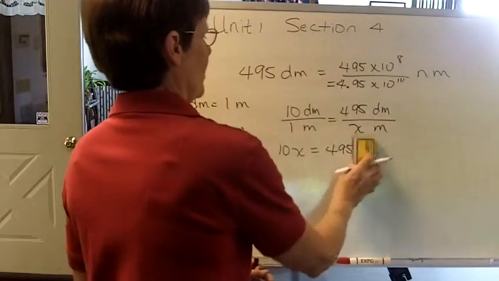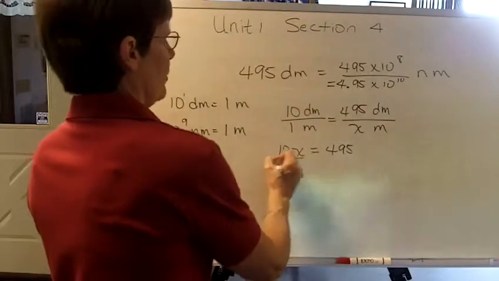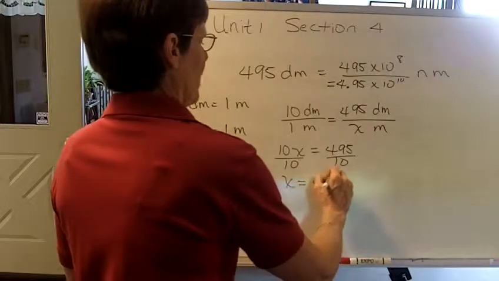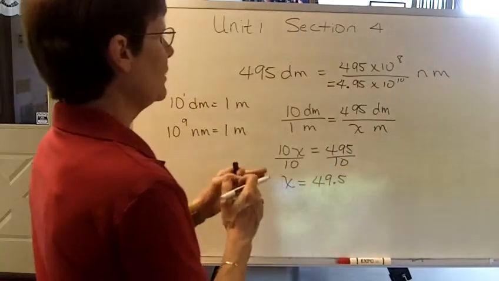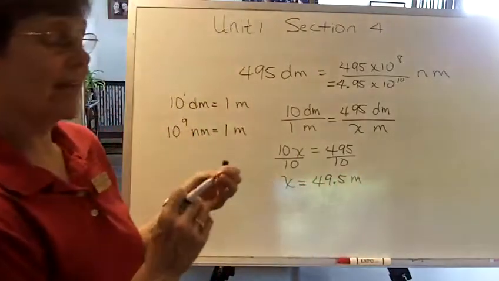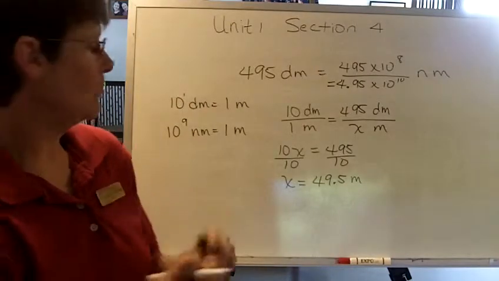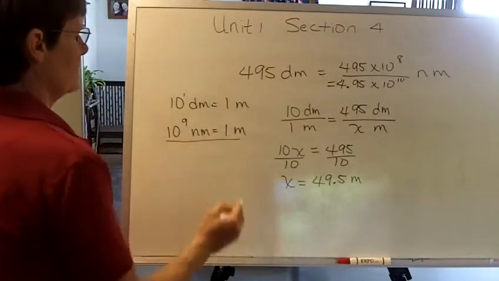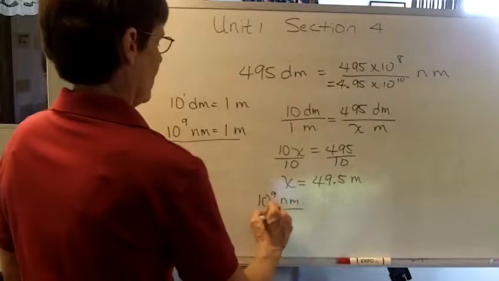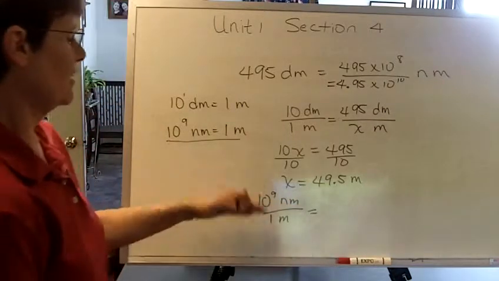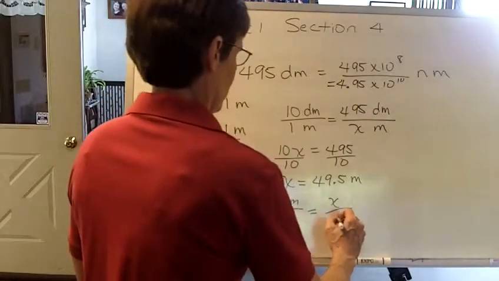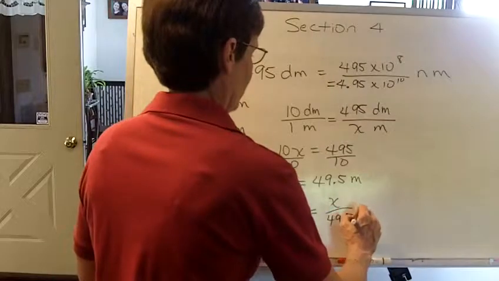Whoops, we don't care about decimeters right now. And I'll have to divide by 10 and divide that by 10. And so x equals 49.5. So that only gets me from decimeters to meters. Now I would need to do a second step to go from meters to nanometers. And now I'm going to use this. So I will say 10 to the 9th nanometers. I'll use that ratio, 10 to the 9th nanometers to 1 meter is x nanometers to 49.5 meters.